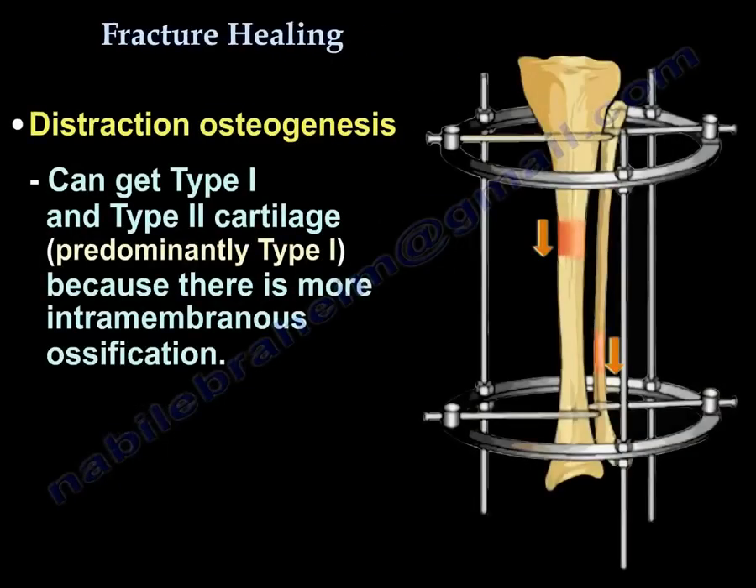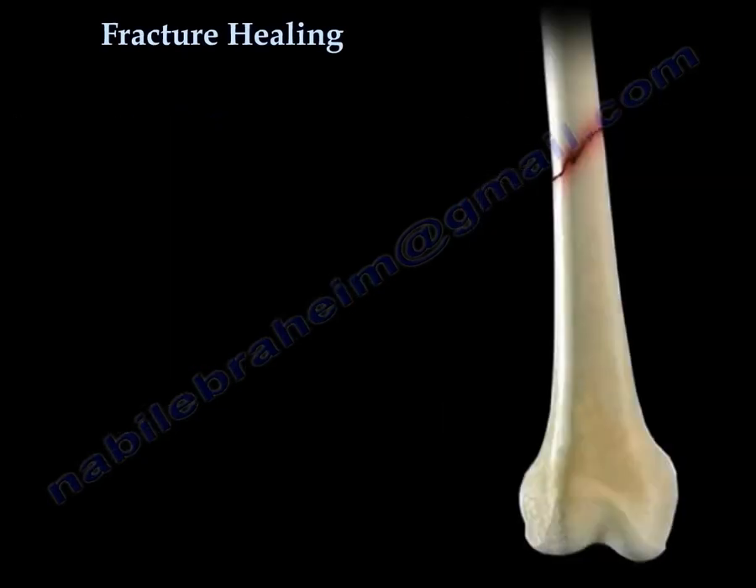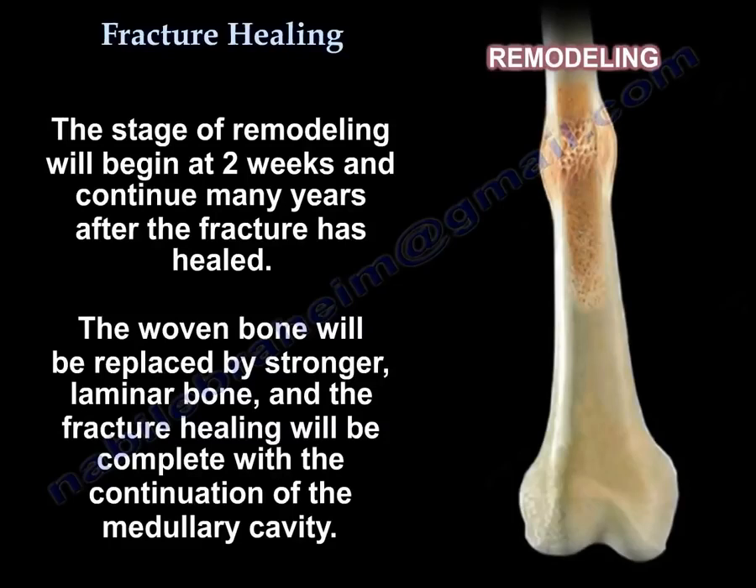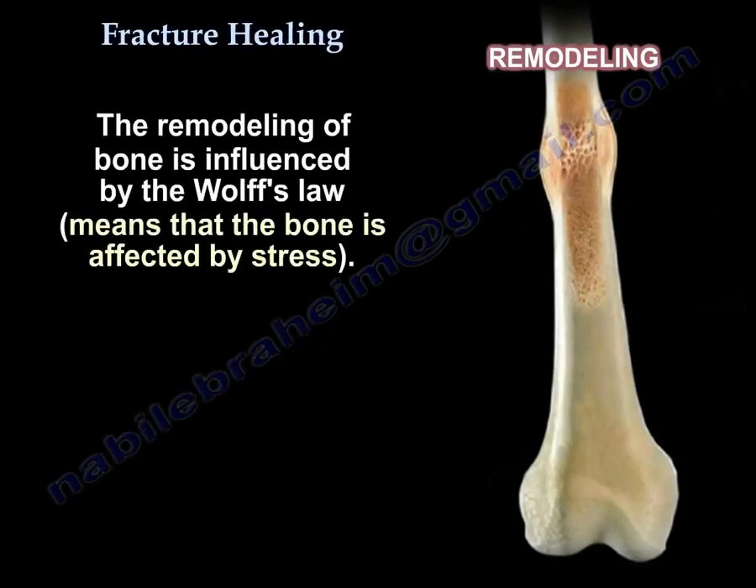In distraction osteogenesis, you can get type 1 and type 2 collagen, predominantly type 1 because there is more intramembranous ossification. The stage of remodeling will begin at 2 weeks and continue for many years after the fracture has healed. The woven bone will be replaced by stronger lamellar bone, and the fracture healing will be complete with the continuation of the medullary canal or medullary cavity. The remodeling of bone is influenced by Wolff's law, which means bone is affected by stress.